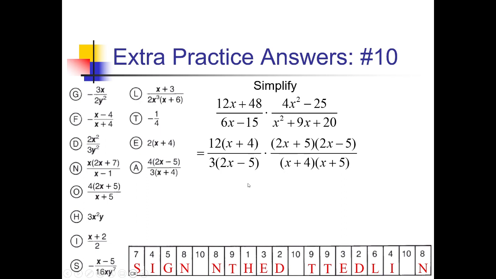All right, what can I cancel and reduce? The 12 and the 3 reduce to 4 over 1. And then we also have the x plus 4s can cancel. These 2x minus 5s can cancel. This one and this one over here. Just make sure you canceled the right 2x and the 5 there. And then it looks like that's just about it. So what's left? The numerator, I've got a 4 and a 2x plus 5. In the denominator, it's just this x plus 5.